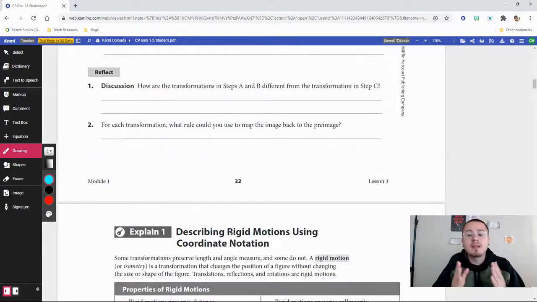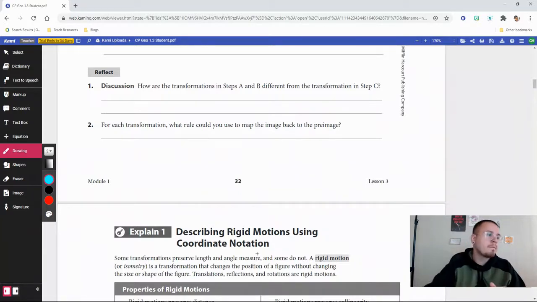So this was a stretch by a factor of 2. So something to think about, number 2 in the reflection is for each transformation, what rule could you use to map the image back to the pre-image? So basically, put your equation brain on: how could you undo it? If you multiplied it by 2, what could you do to bring it back? If you shifted it left or right, how could you bring it back the other way?